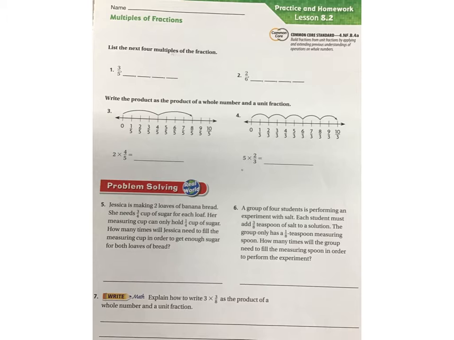Well, I know that 3/5 times 1 is 3/5. So 3/5 times 2 is 6/5. Write it down. Times 3 is 9/5, then 12/5, then 15/5. You'll notice that the numerators are all multiples of 3 and the denominators are all the same. They're 5.